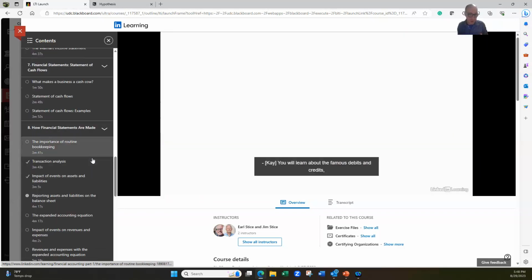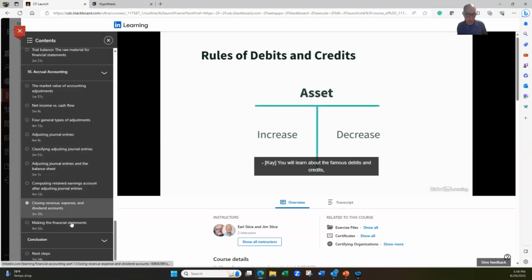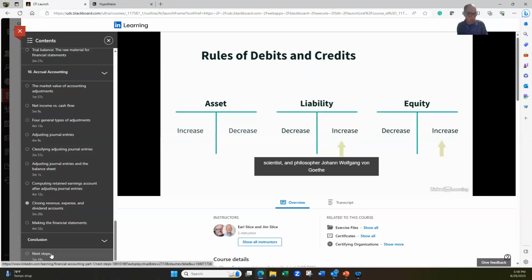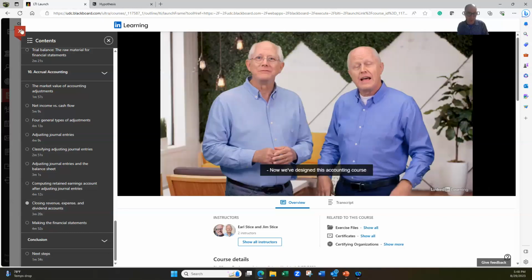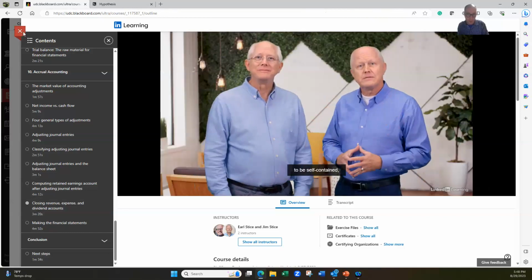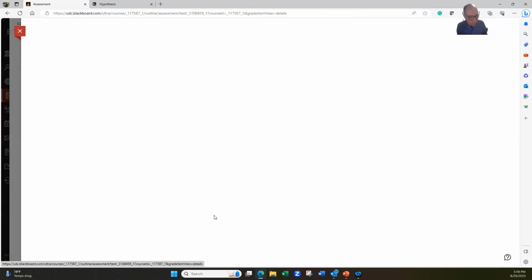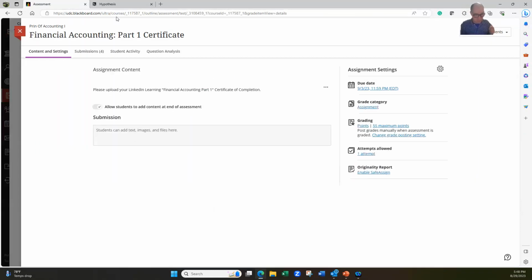Once it finishes, you'll get down to this next steps one, and once that ends, it'll give you the opportunity to download your certificate just like before, and you'll download it as a PDF, and then you'll come back to the classroom and upload it here. Okay, the same way you did the Excel training one in week 1.